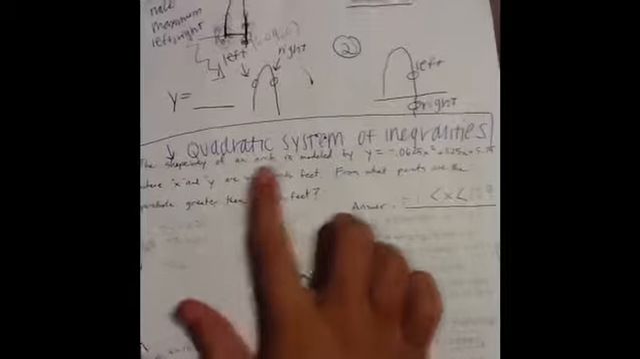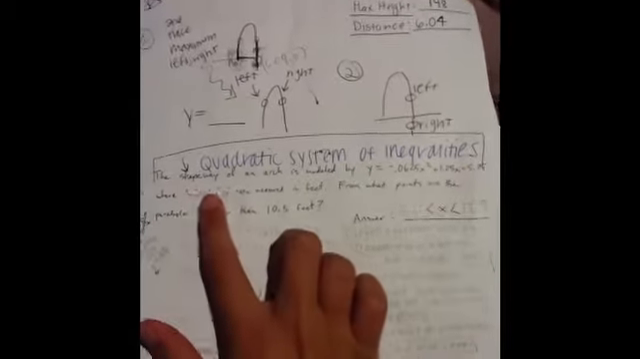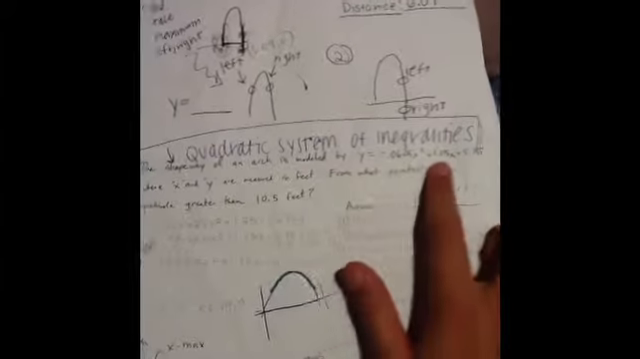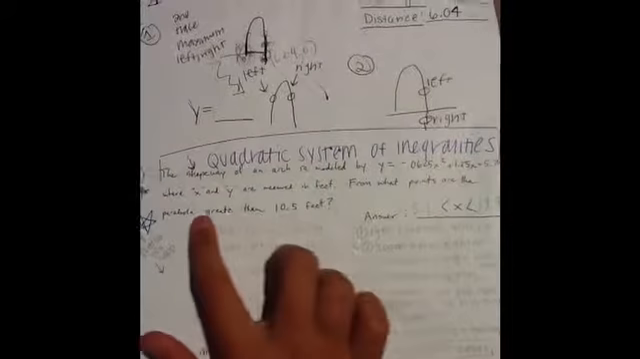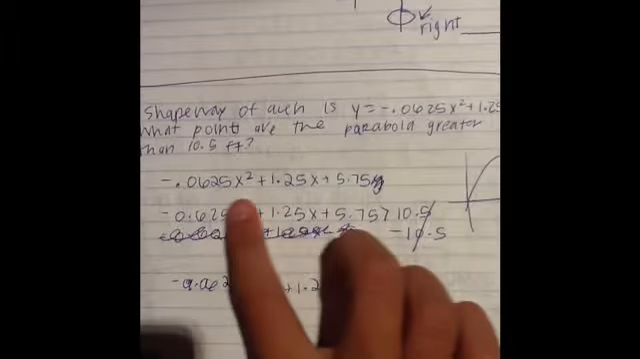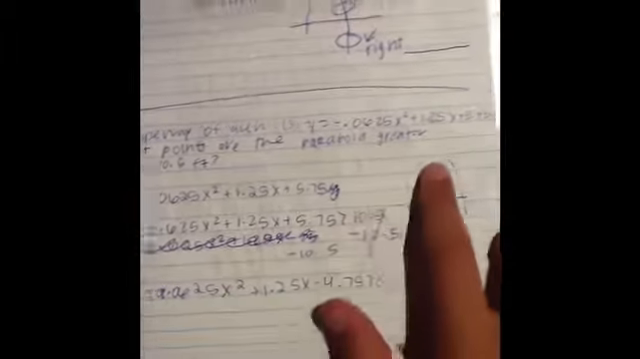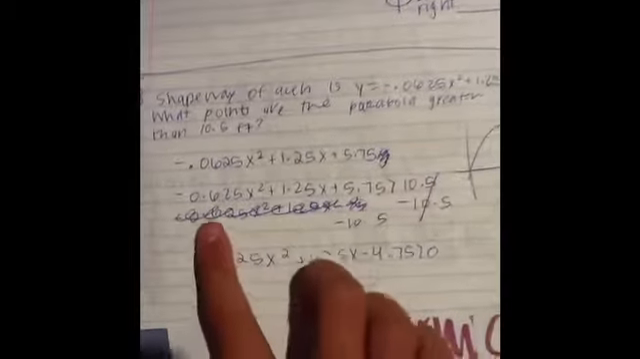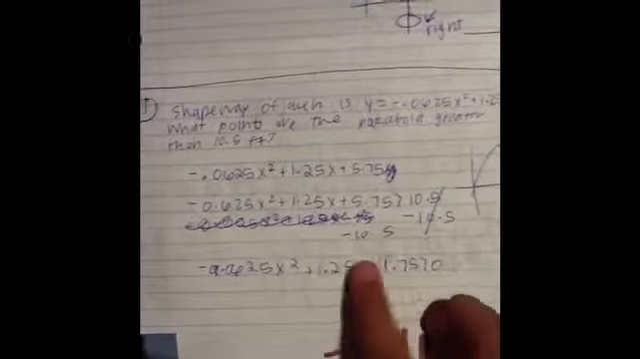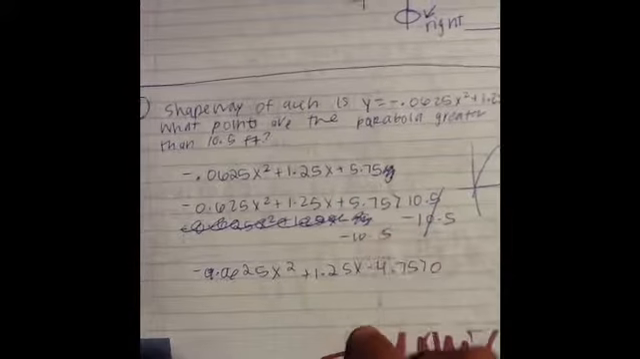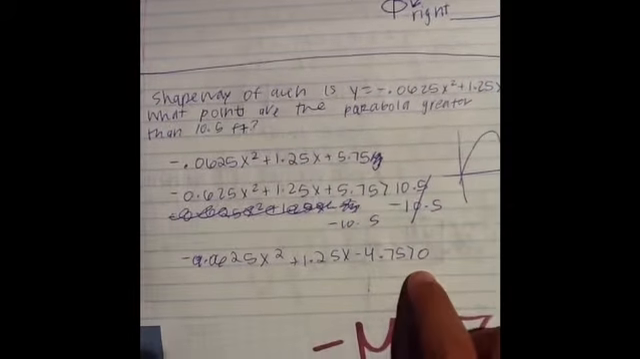Now I'm going to show you quadratic systems of inequalities. The shape of an arc is modeled by this equation, where x and y are measured in feet. For what points is the parabola greater than 10.5 feet? So right here we are given our equation, and it says greater than 10.5 feet. So when we write out our equation, we're also going to add a greater than sign and then 10.5. Once you do that, you're going to subtract 10.5 because we want greater than 0.